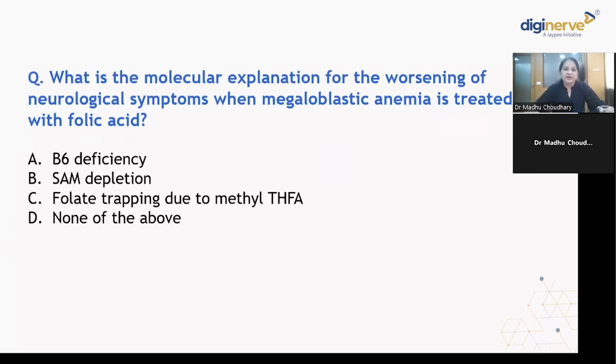What is the molecular explanation for the worsening of neurological symptoms when megaloblastic anemia is treated with folic acid? Okay, there is megaloblastic anemia and you are treating with only folic acid. What could be the cause for worsening of the symptoms? We have already studied in our lecture. It is folate trapping due to methyl THFA, right? So this is the correct option. All right.